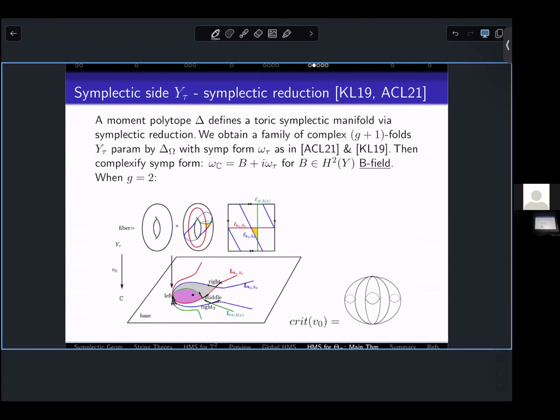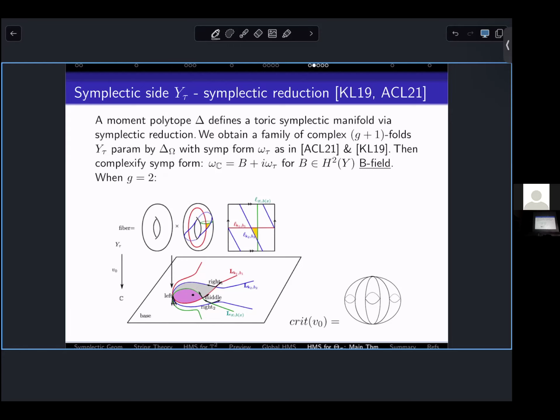Okay, so a word about this moment polytope. A moment polytope defines a toric symplectic manifold via symplectic reduction. When we do that process, we obtain a family of complex G+1 folds Y tau parametrized by a moment polytope that depends only on the imaginary part. And the symplectic form, you also get that as part of symplectic reduction. So we adapt a form from Cannizzo Liu, who have a symplectic form by symplectic reduction. And we complexify the symplectic form. So we add in this B field, which is a 2 form that's closed.